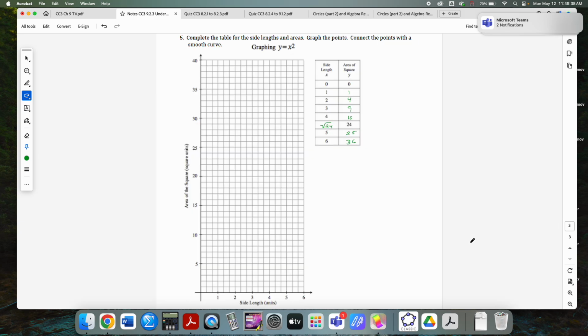I'm going to have to make this smaller. So I want you to plot those points. So 0, 0, 1, 1, 2, 4, 3, 9, 4 is 16. 5 is way up here at 25. And 6 is 36.